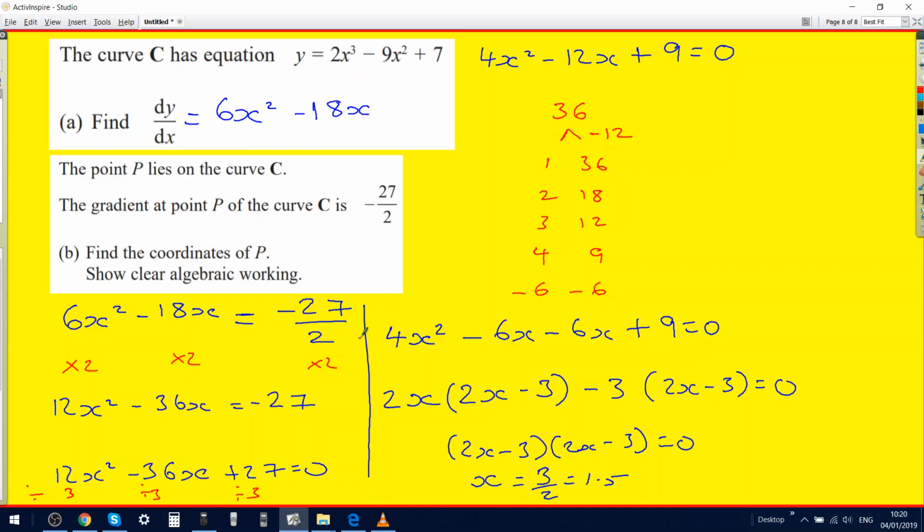Okay, so they asked us to find the coordinates of P. Is that the coordinates of P? How do you do that?